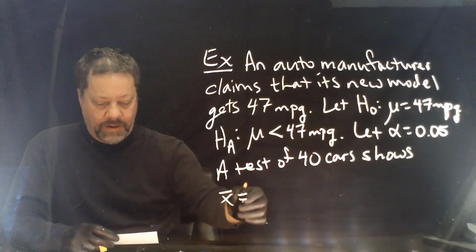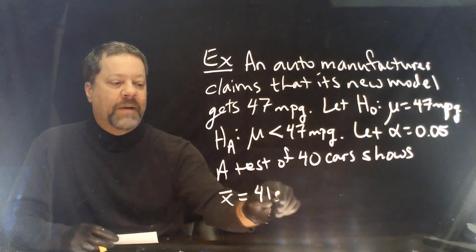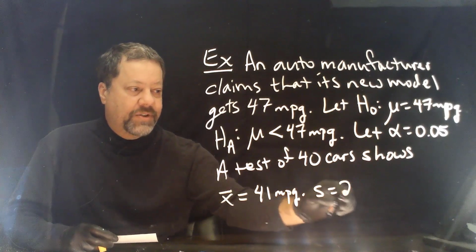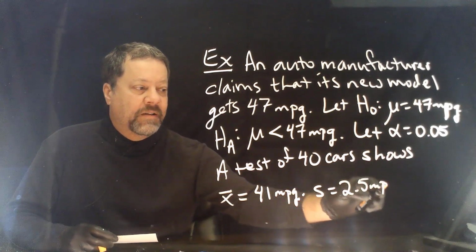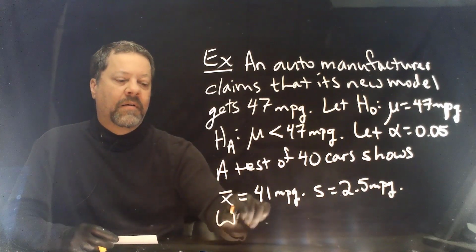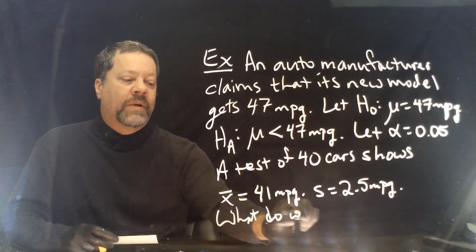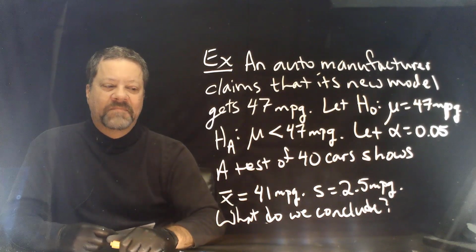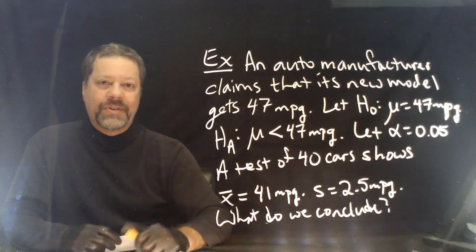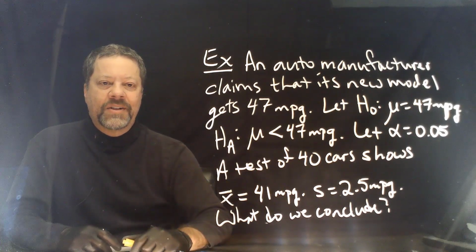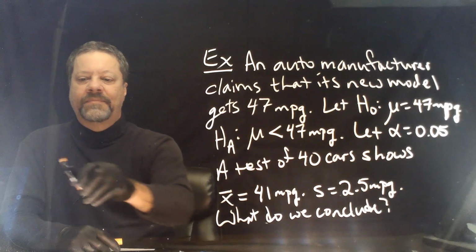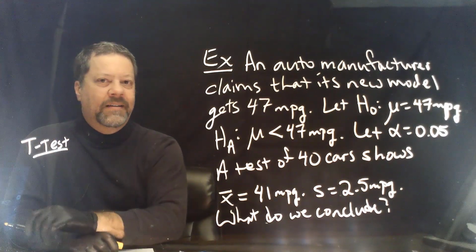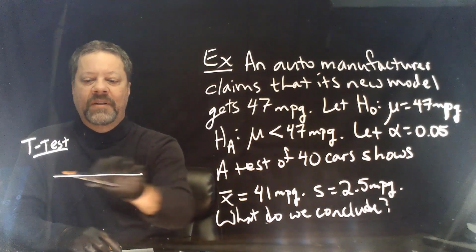And in the test of 40 cars, we have 41 miles per gallon as the average. And our sample standard deviation is 2.5 miles per gallon. What do we conclude? In this case, we're given the sample standard deviation, so we can still use a one-tailed t-test, though a one-tailed z-test would also work.